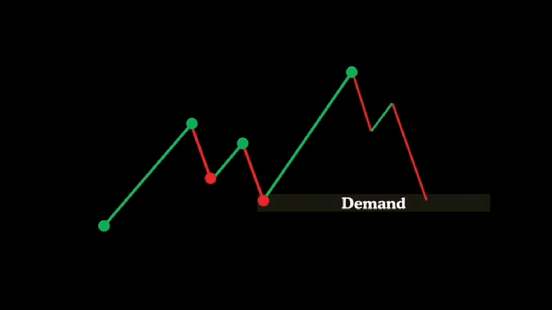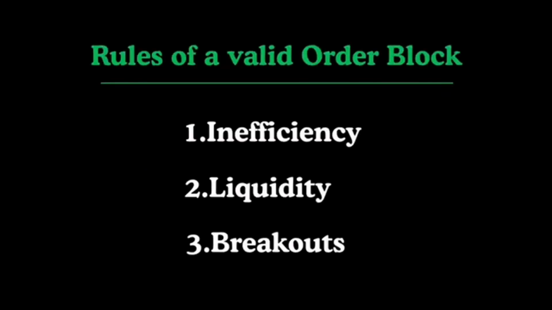So first, let's explore what factors make a zone a valid order block for trading, and then I'll walk you through how to accurately identify them on the chart. Criteria for a valid order block. The first and second requirements are the presence of inefficiency and liquidity grab, which we covered earlier in the video.